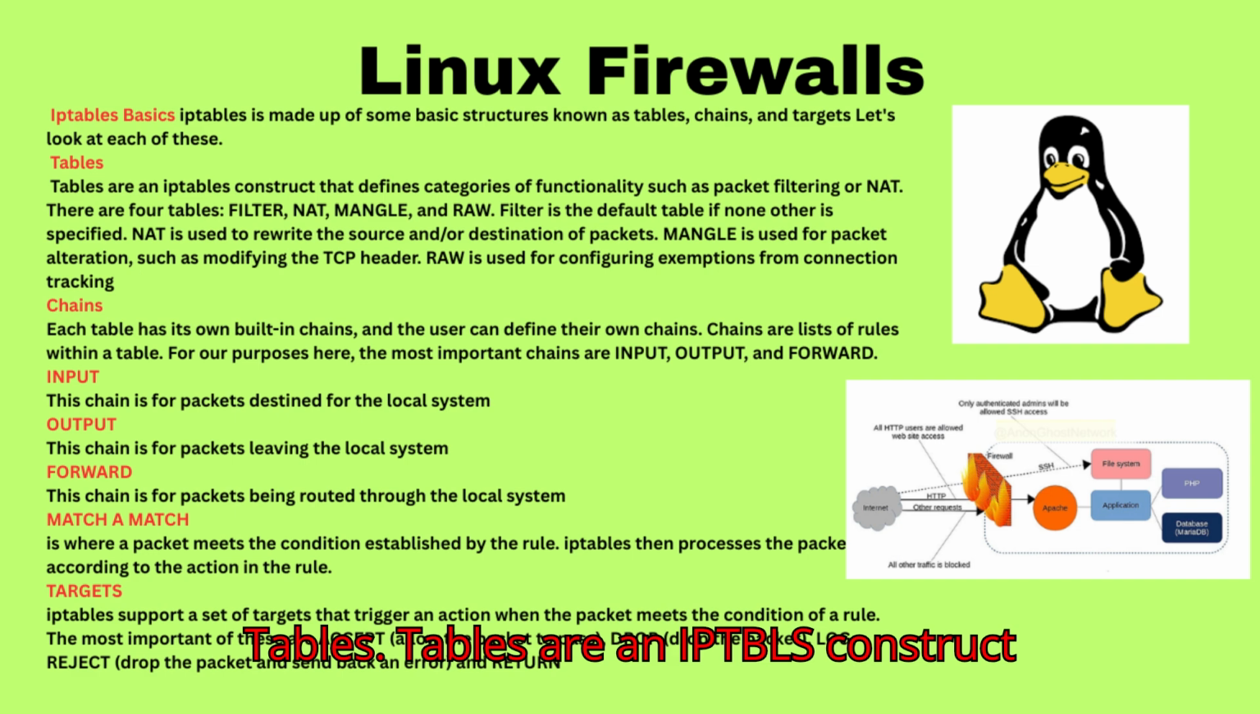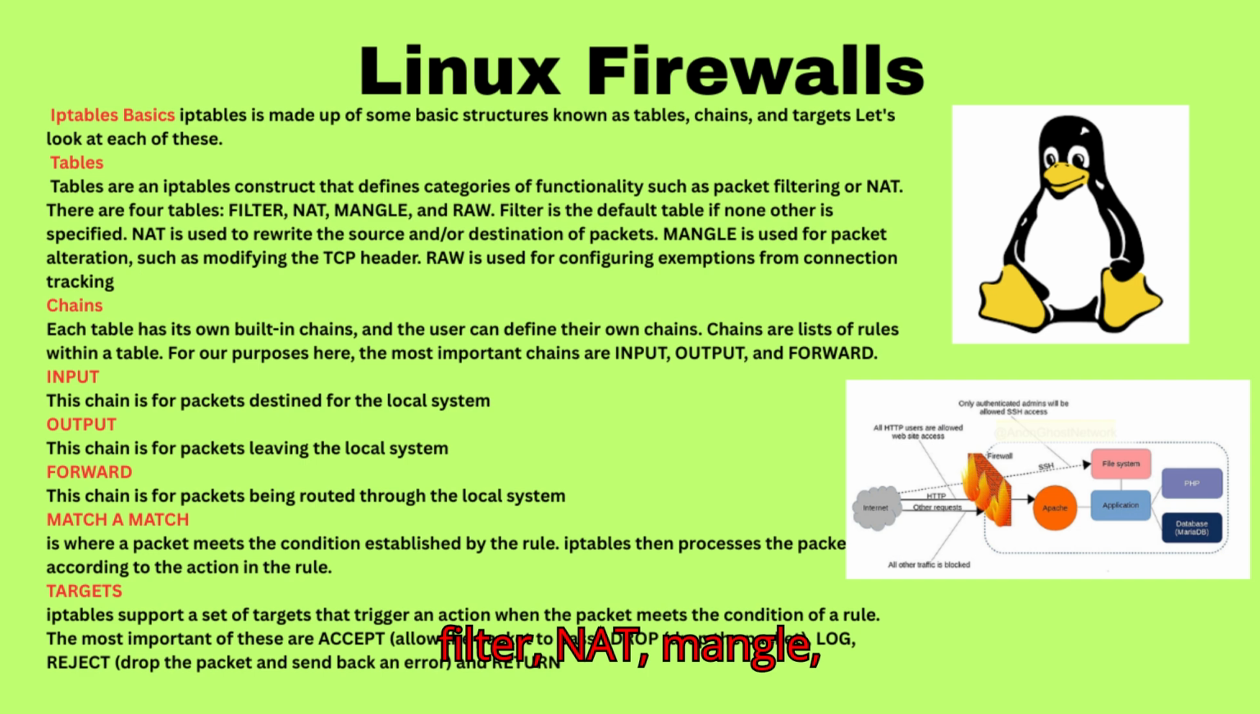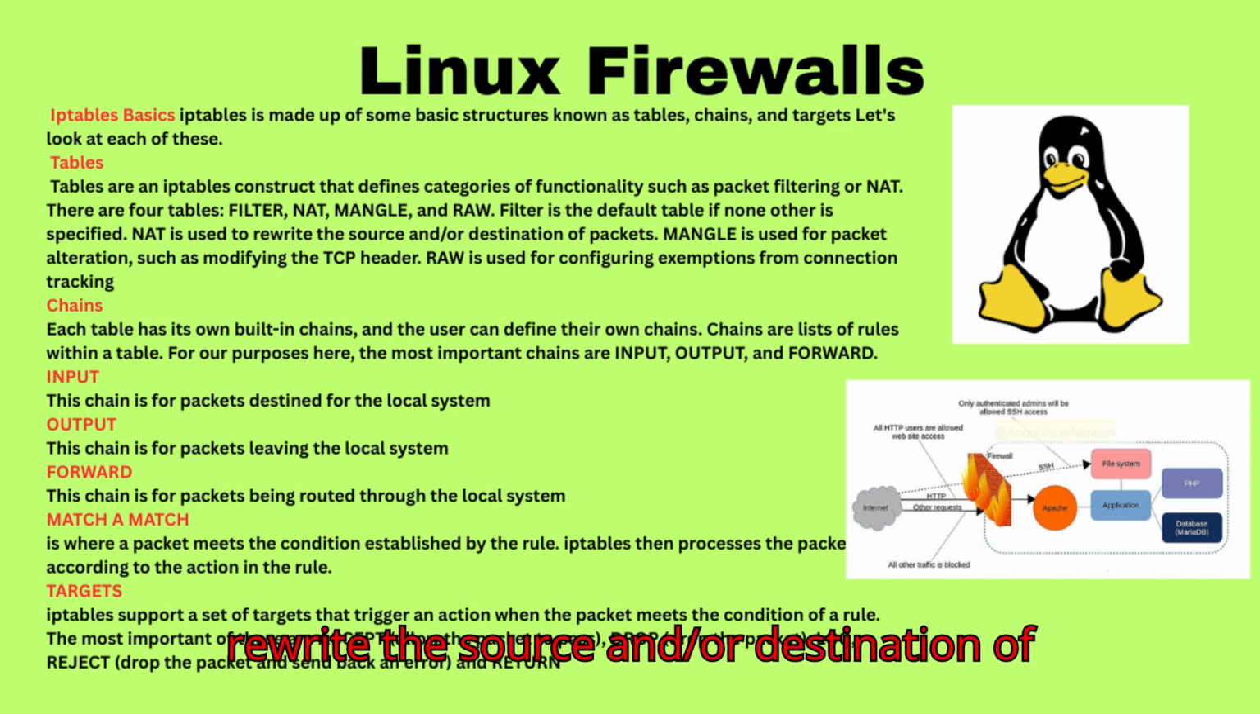Tables. Tables are an Iptables construct that defines categories of functionality such as packet filtering or NAT. There are 4 tables: filter, NAT, mangle, and raw. Filter is the default table if none other is specified. NAT is used to rewrite the source and/or destination of packets. Mangle is used for packet alteration, such as modifying the TCP header. Raw is used for configuring exemptions from connection tracking chains.